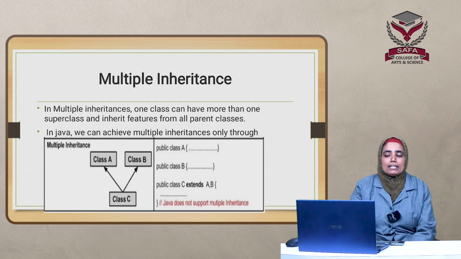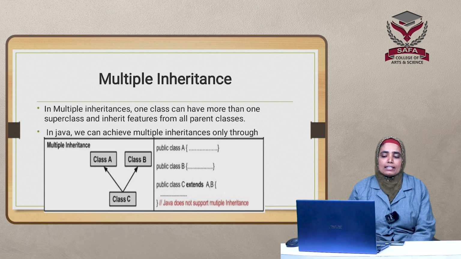Next one is multiple inheritance. In multiple inheritance, one class can have more than one superclass and inherit the features from all parent classes. In Java, we can achieve multiple inheritance only through interfaces. Let's see the diagram, multiple inheritance. In this diagram, we have three classes, class A, class B and class C. Here class A and class B are parent classes or base classes. Class C is the derived class. Class C can access the properties of class A and class B.